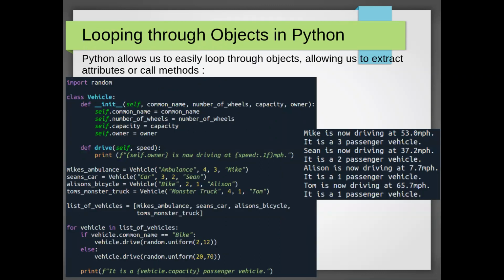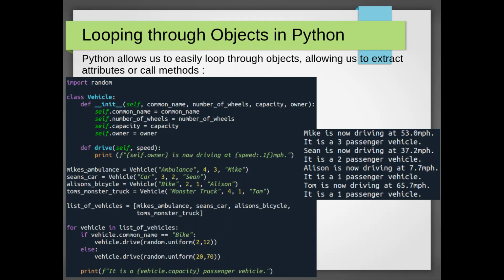Okay, so what we can also do with objects in Python, which is really useful, you've already had practice at creating multiple objects, means we can loop through objects, and we can grab attributes from those objects, or we can call methods in those objects. So here I've got my vehicle class. I've got common name and number of wheels, capacity and owner, which I set up in my constructor, and I've got the drive method here, just as I had before.